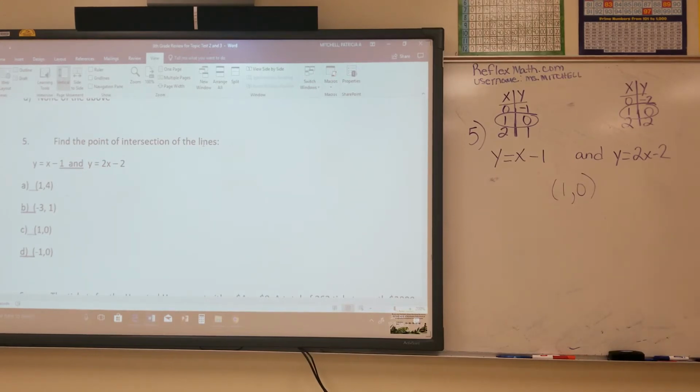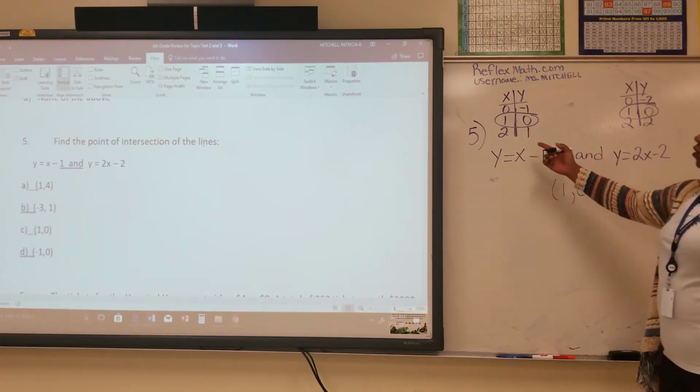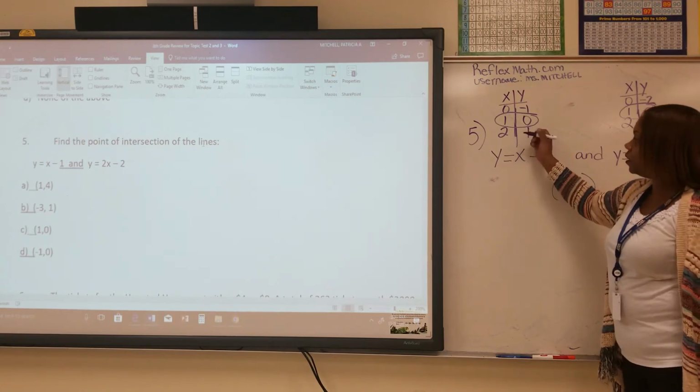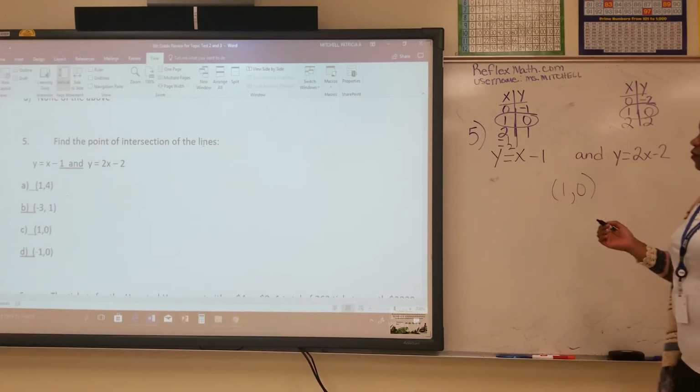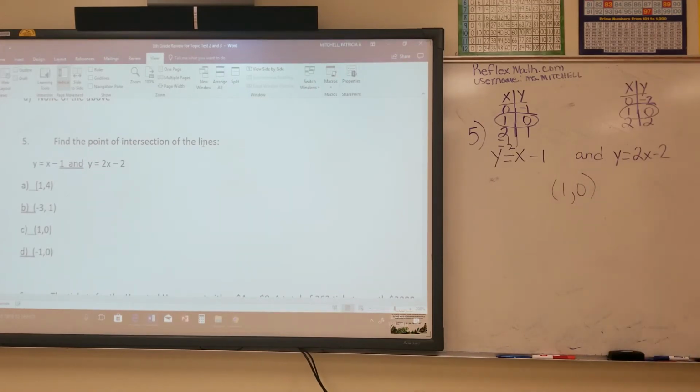If you should need extra points in order to graph, you can always use -1 and -2. So if 0, 1, and 2 are not enough points for you to find that line, use, in addition to 0, 1, 2, use -1 and -2, okay? So that way you have more points.